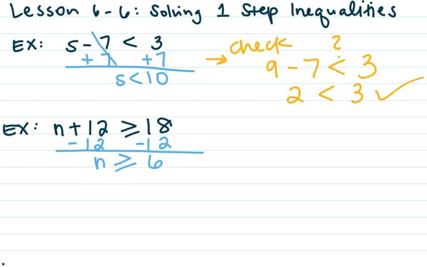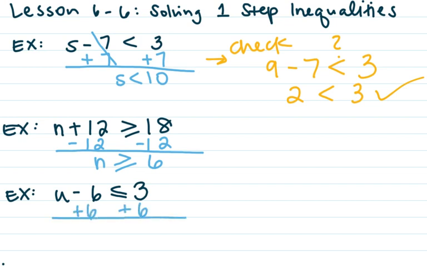Let's take a look at one more. u minus 6 is less than or equal to 3. So I have minus 6, so I'm going to add 6 to both sides. So u has to be less than or equal to 9.